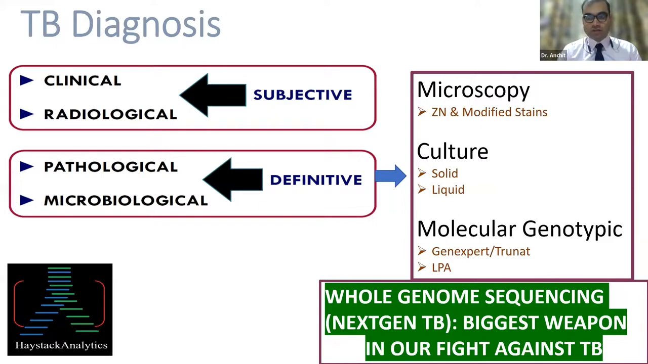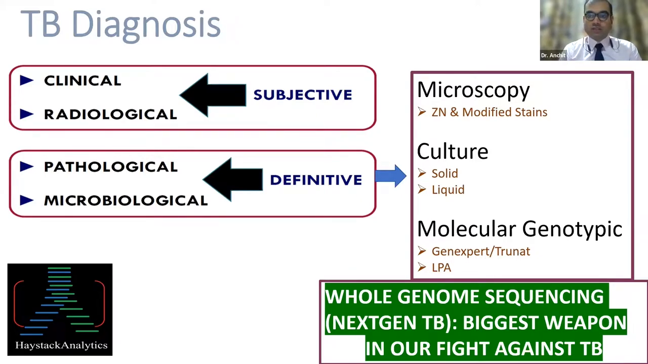Starting a patient on empirical ATT is something which is obsolete now and should not be attempted unless we are left with no choice. So what are the various ways we can do that? Basically, it is divided into two parts. The phenotypic method, that is what we see as a growth or the presence of bacteria in culture, versus the genotypic methods, in which we are testing for the presence of the TB bacillus DNA.